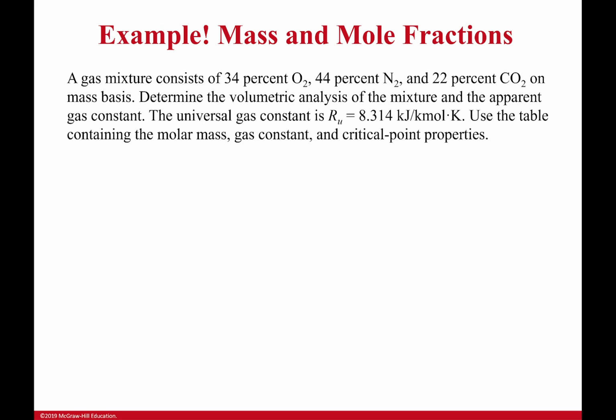We've got a gas mixture, who would have guessed, and it has 34% oxygen, 44% nitrogen, 22% carbon dioxide, and it's on a mass basis. So, those are all my mass fractions right there. We're going to determine the volumetric analysis of the mixture and the apparent gas constant.